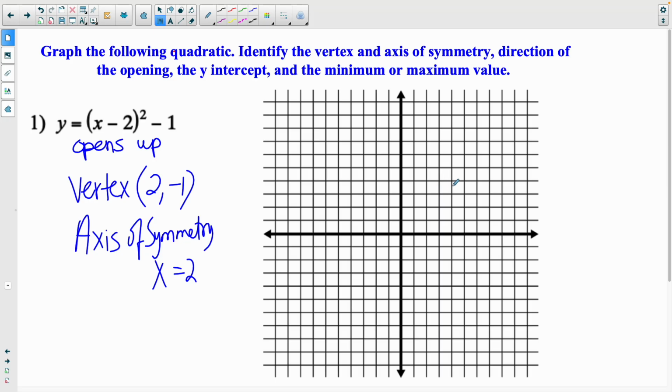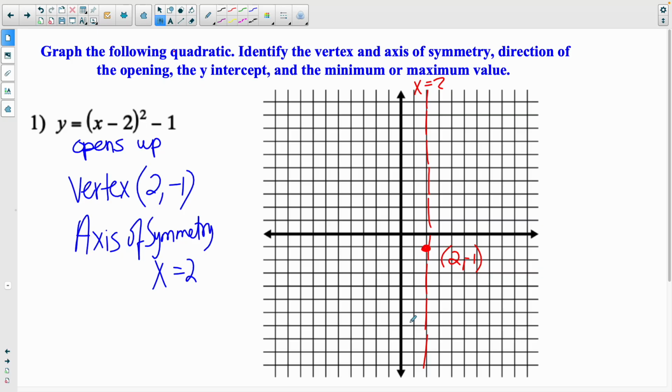So x equals positive 2, and then plot the vertex. So 2 means go 2 to the right for your x, and go down 1 for your y. Okay, so there's the vertex.